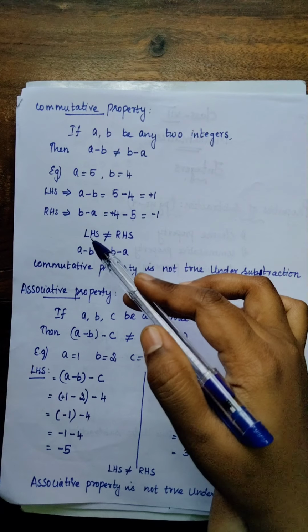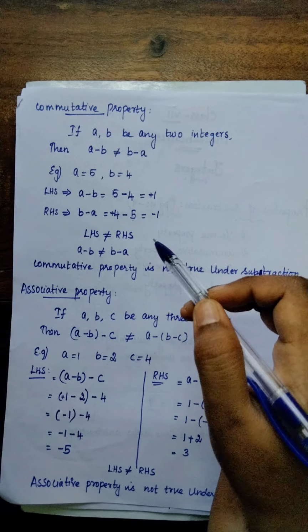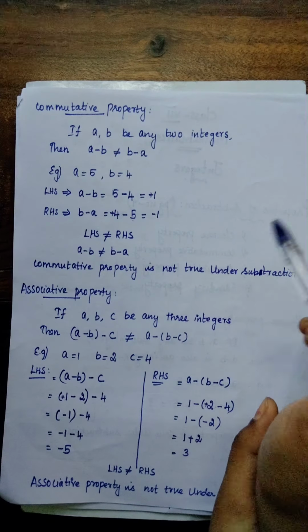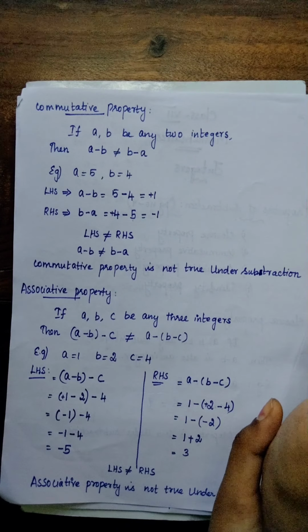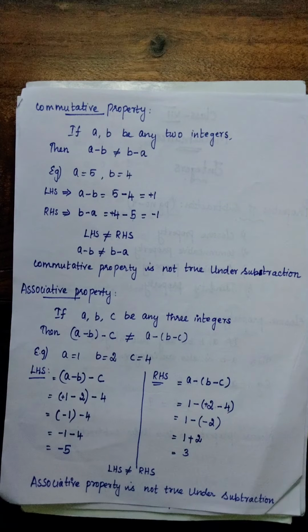LHS is nothing but left hand side, and RHS is right hand side. A minus b is not equal to b minus a, so the commutative property is not true under subtraction. Understand? This is the commutative property of subtraction. Next one is the associative property.